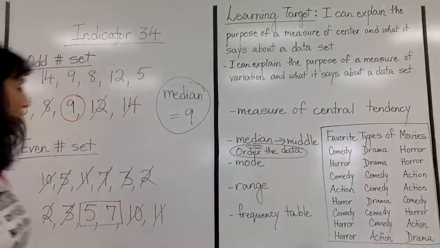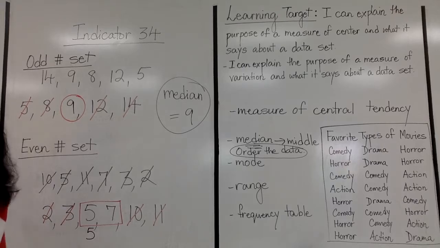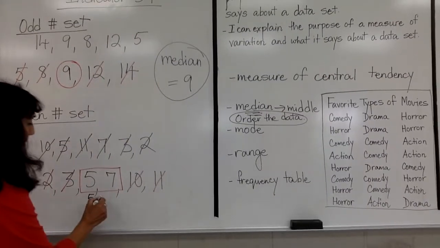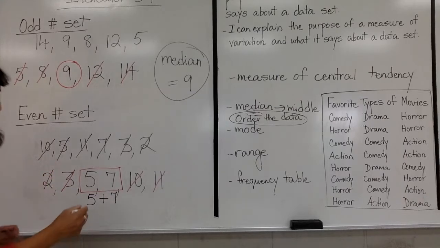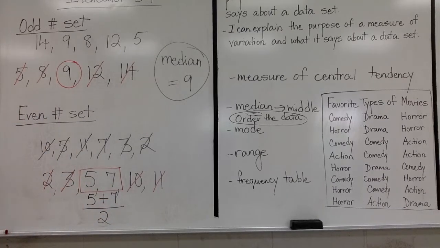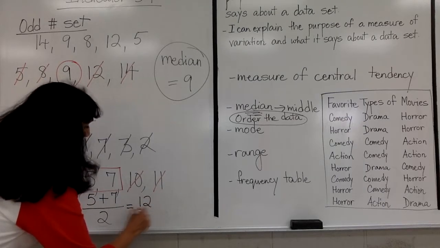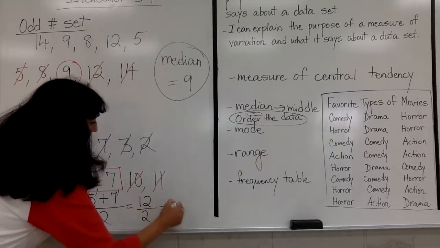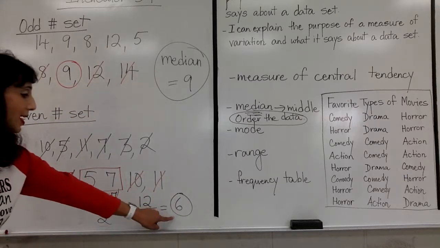of those 2 numbers. So now look, I am going to do 5 plus 7 because I'm finding the average of the 2 numbers, the mean of the 2 numbers. And since I am adding 2 numbers, there are 2 numbers I'm dividing by 2. And that will give me the middle. So I have 12. 5 plus 7 is 12 divided by 2. And my median is 6. Okay, my median is 6.